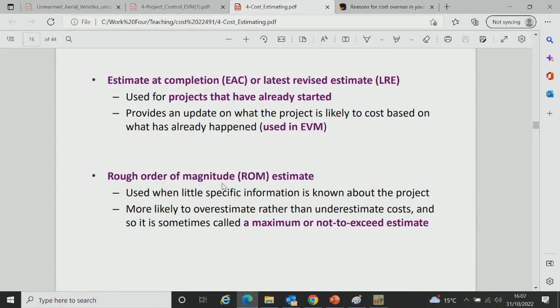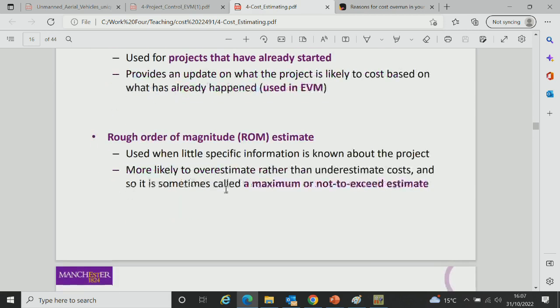So we've seen, we're developing cost estimates, developing cost information at different levels of accuracy. So remember our estimate at completion. Remember the estimate at completion was something we used earned value data to estimate. So remember that, that was something we did last week.